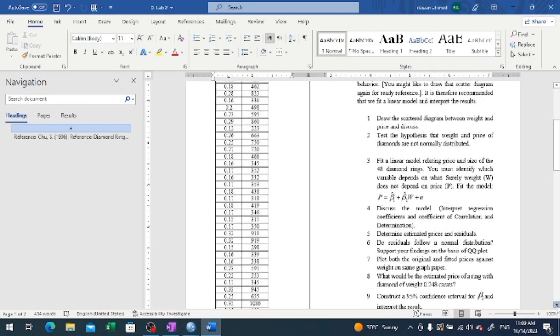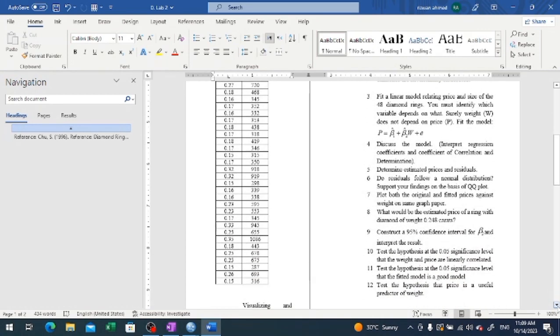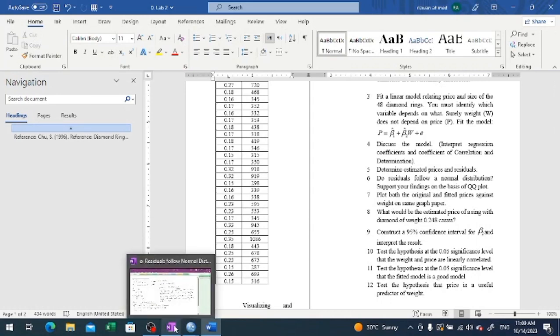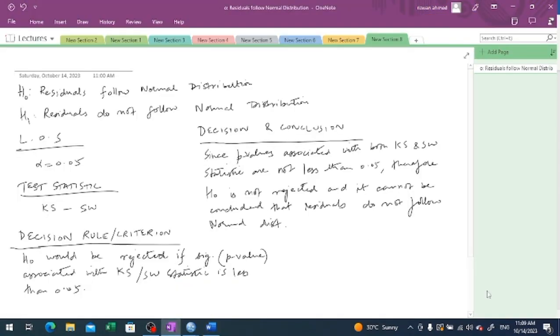Now we are asked to estimate, in question number 8, what would be the estimated price of a ring with a diamond of weight 0.248 carat. So what we need to do is substitute or plug in the value in the equation of the regression model to answer this part.